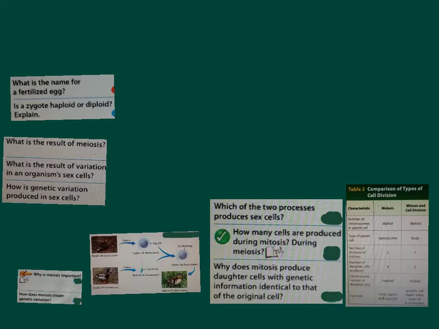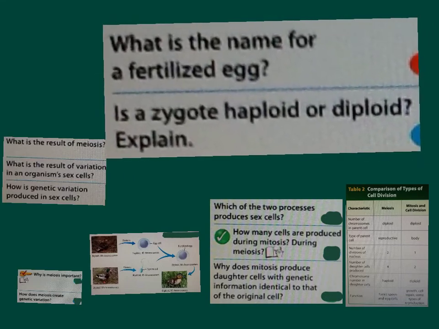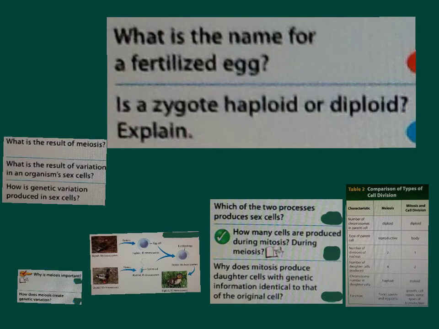So now, with that, I would like for you to go ahead and write one of these two down and answer it, please. What is the name of a fertilized egg? Or the second one is, is a zygote a haploid or a diploid cell? And please explain.